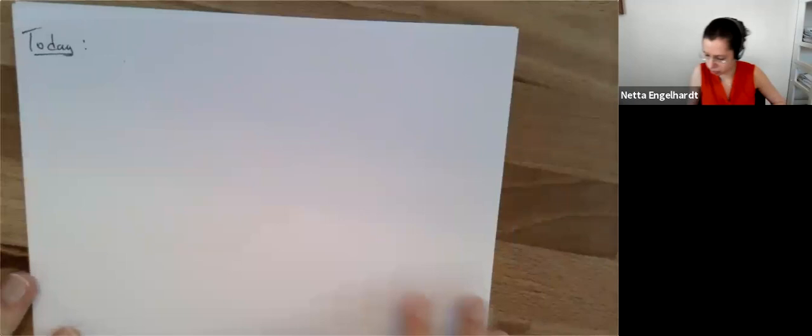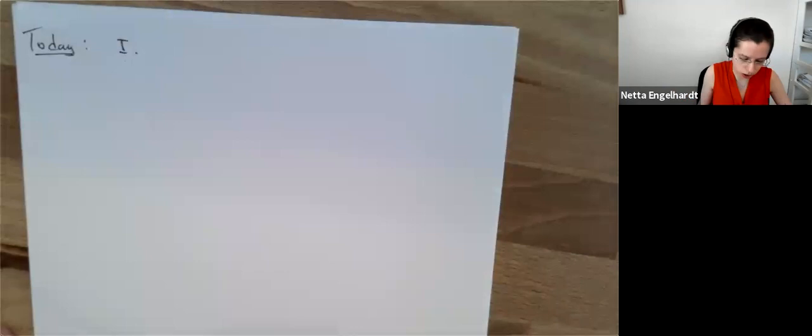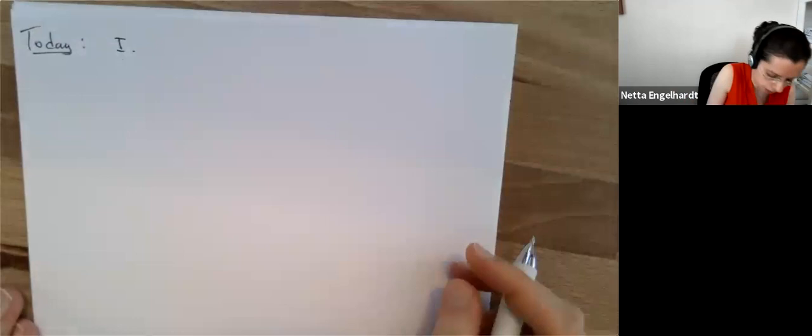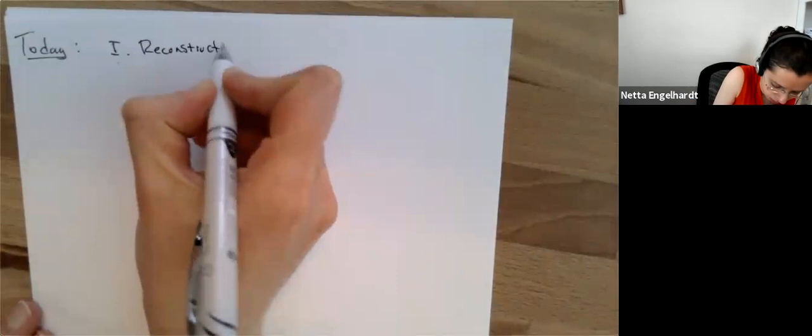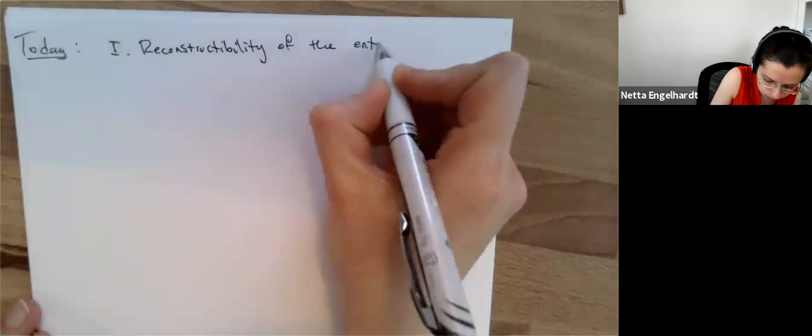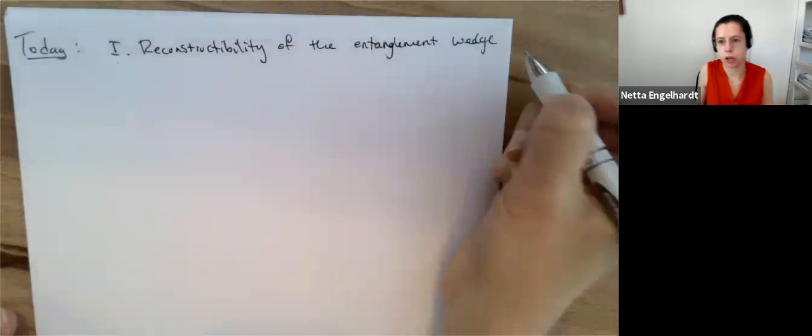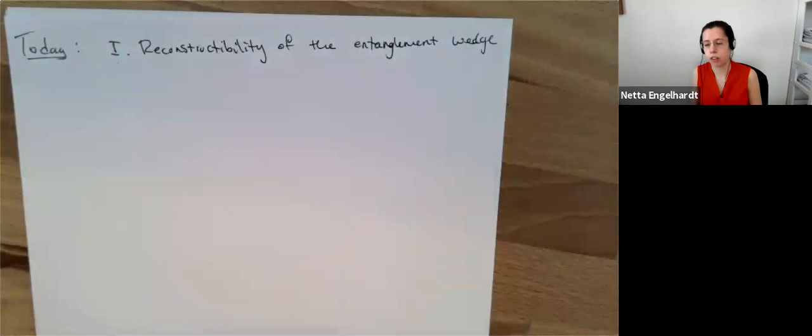Okay, so today, first, we're going to start with an argument, not really an argument, I'll just outline how this works: the reconstructibility of the entanglement wedge. We're going to talk about the Dong-Harlow-Wall argument for why we can reconstruct not just up to the causal wedge, but really all the way up to the entanglement wedge.